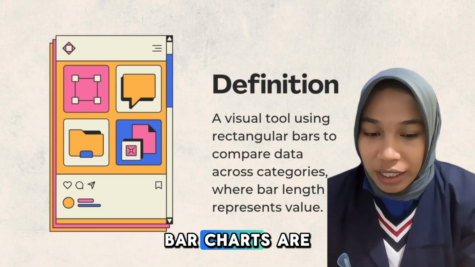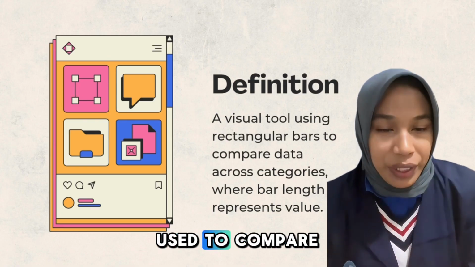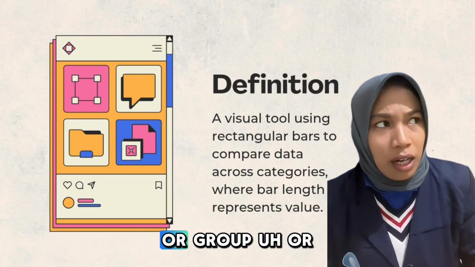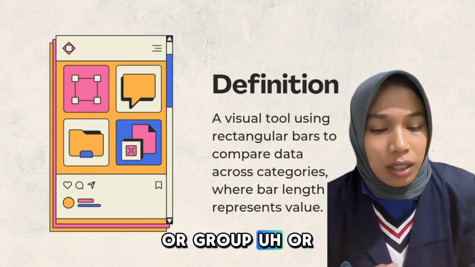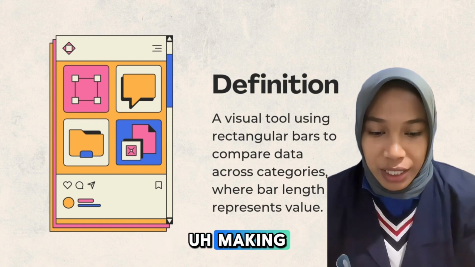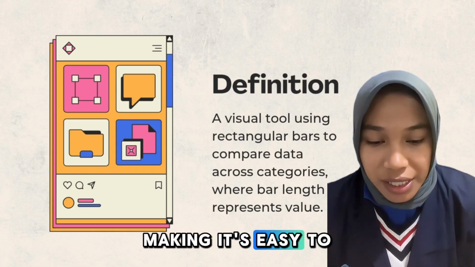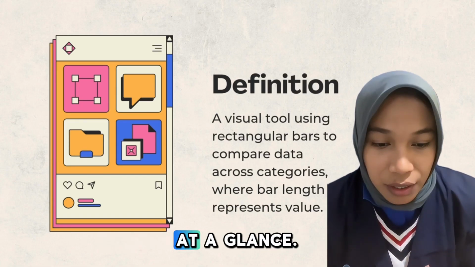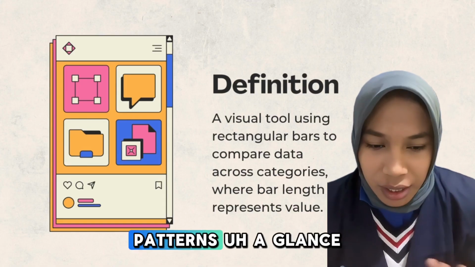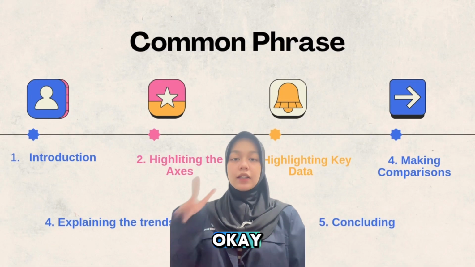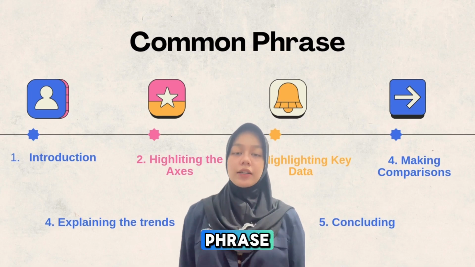Bar charts are used to compare different categories or groups of data, making it easy to see different patterns at a glance. Okay, so here is the common process.